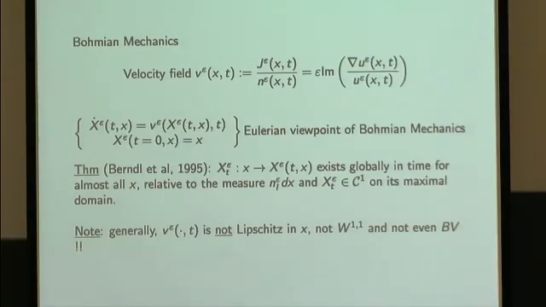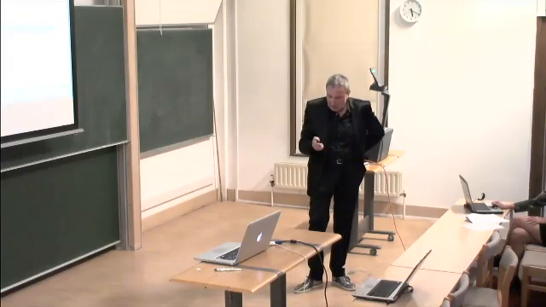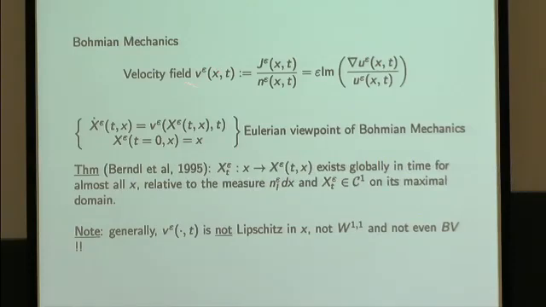What is Bohmian mechanics? Bohmian mechanics is something extremely simple. Just compute the quantistic velocity field. How do you do this? Well, you compute the quantistic flux density divided by the quantistic position density, and this is what we call the quantistic velocity field. Or if you want to write it in terms of wave functions, it looks like this.